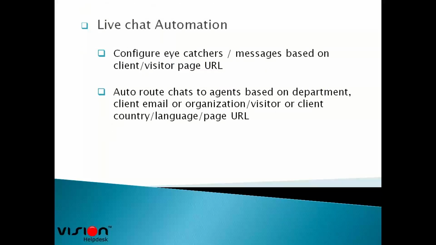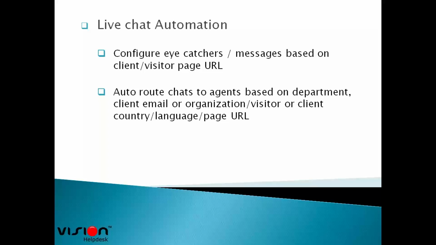And these are just a few scenarios. This is just an example; there can be various scenarios, but this is just an example of what can be automated. Say the eye catchers, or you want to auto route the chats to your agents based on different departments, or based on the client email address or organization. Let's say you want to auto route the chats based on the customer language or page URL. So all these scenarios can be automated.